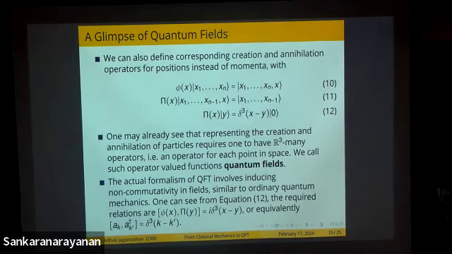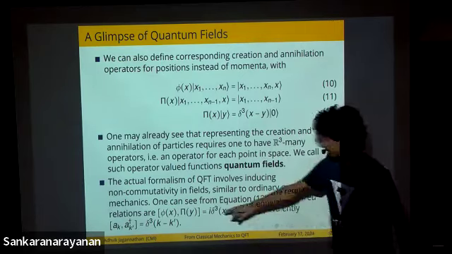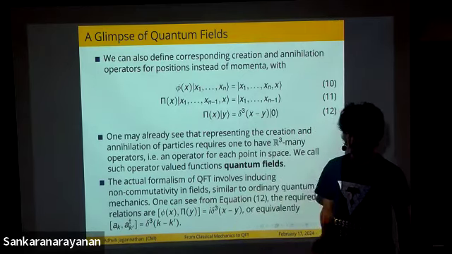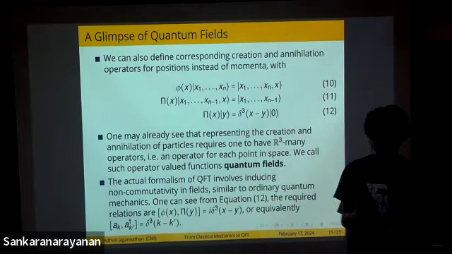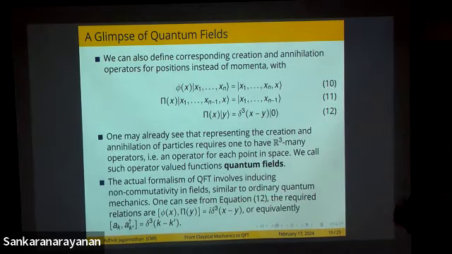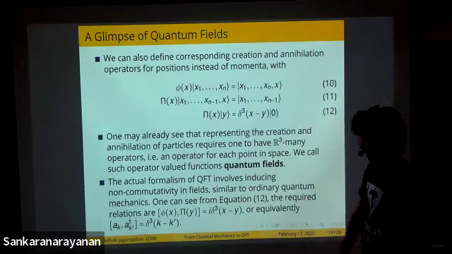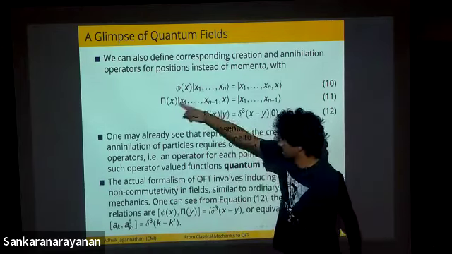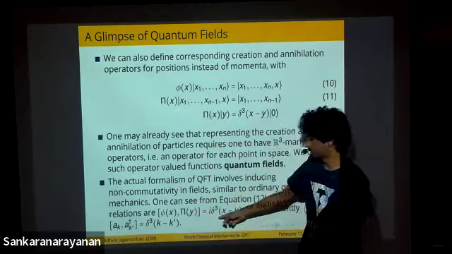Now, what people normally do in QFT is something similar to canonical quantization, where they induce this non-commutativity in position and momentum. You require that the defining condition for a quantum mechanical system is that position and momentum are non-commutative. You can do a similar thing here, where you require that the creation and annihilation operators are non-commuting.